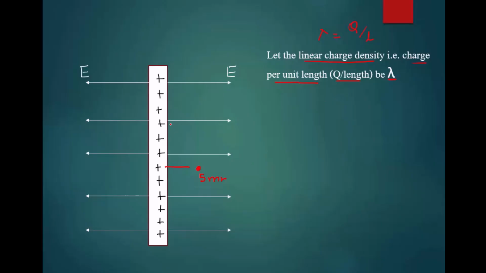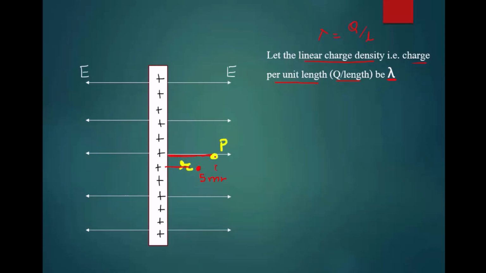What would that mean? That would mean that if I take 1 unit of this wire, let's say 1 meter, then the charge on that part of the wire will be lambda into 1. If I take 2 meters, then it will be 2 lambda. If I take 3 meters, 3 lambda. So I get an idea about the charge on a small part of the wire. Therefore, we have this wire with linear charge density lambda.